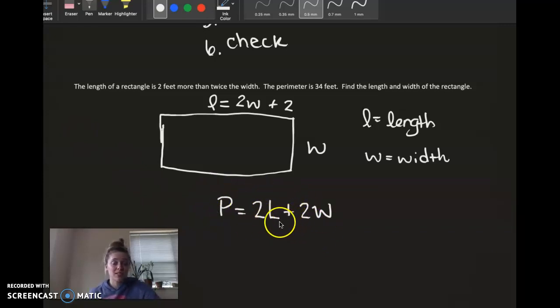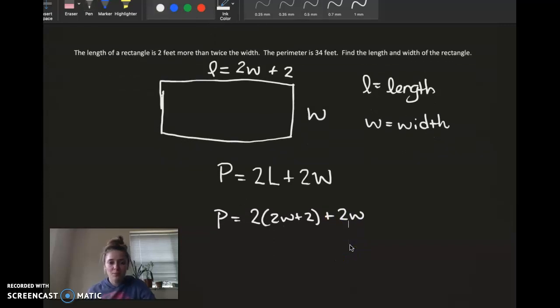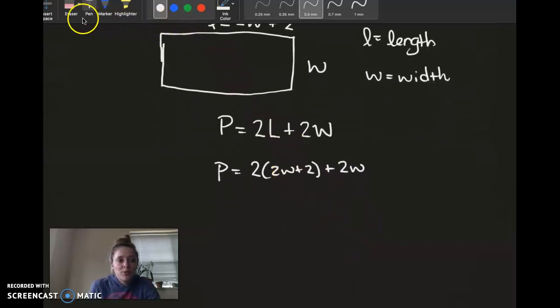We did talk about this in class as well. So the perimeter is when you add all the sides together, so it's the distance around the outside. So that means the perimeter is equal to 2 times the length, and I want to get this in terms of one variable, so I'm going to have 2 times (2W plus 2) plus 2 times the width, so 2W. But we were actually told that the perimeter here was 34 feet. So instead of writing P, I can actually just write 34. And then it's a matter of trying to solve for W.